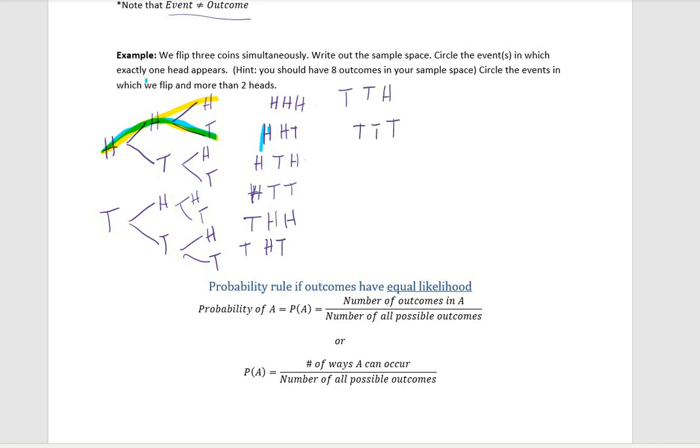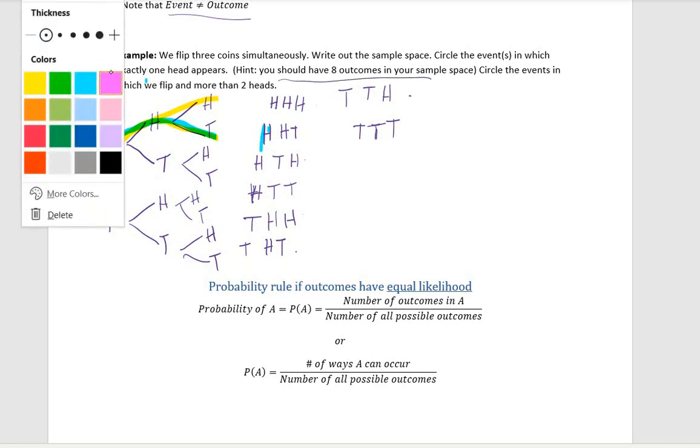So let's count: 1, 2, 3, 4, 5, 6, 7, 8. Great, so we have 8 total possible outcomes, just like the hint said we should have. Now we want to circle the event where we have 2 or more heads. So that should actually say 2 or more heads.